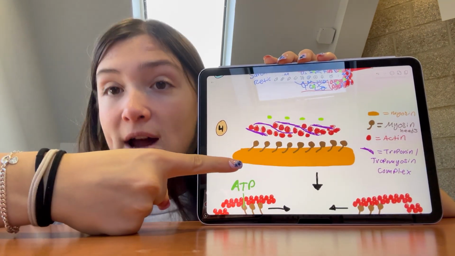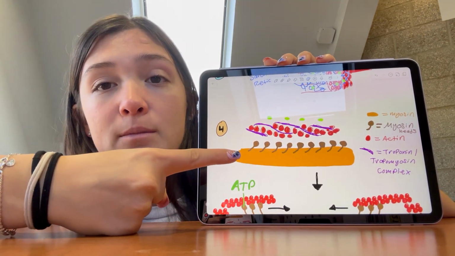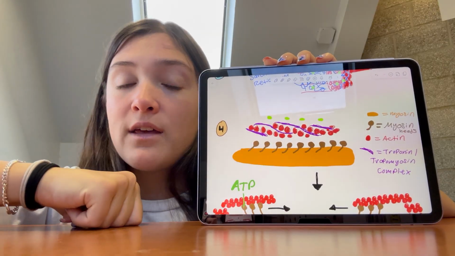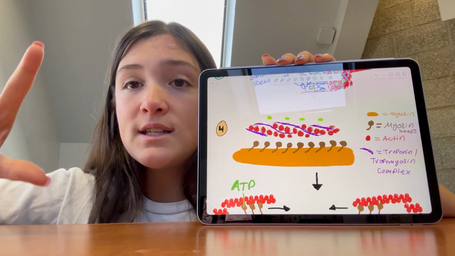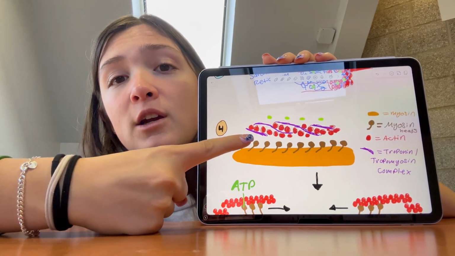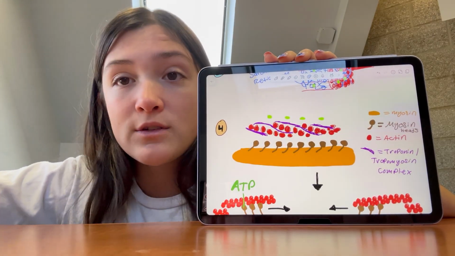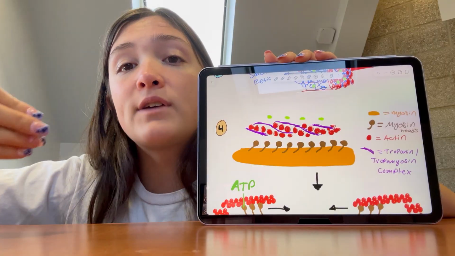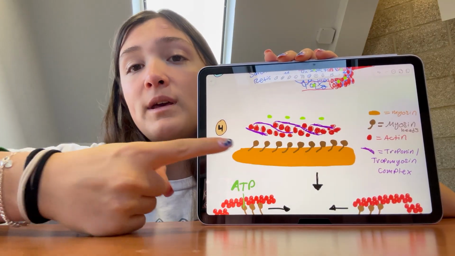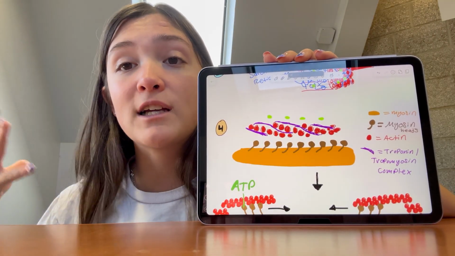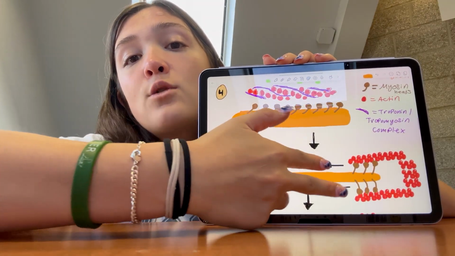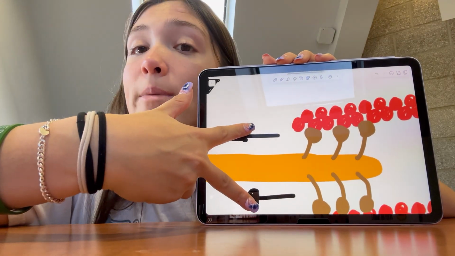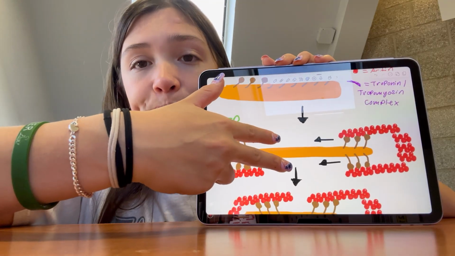Here we have myosin in orange, myosin heads in brown, and actin in red. These are our actin and myosin, our two major proteins in our muscles. In purple here we have the troponin-tropomyosin complex, and the release of calcium is very important here because it releases this complex from the actin. And the release of this complex allows the myosin heads to grab onto the actin like you see here.